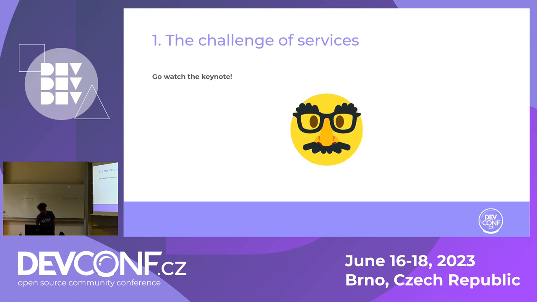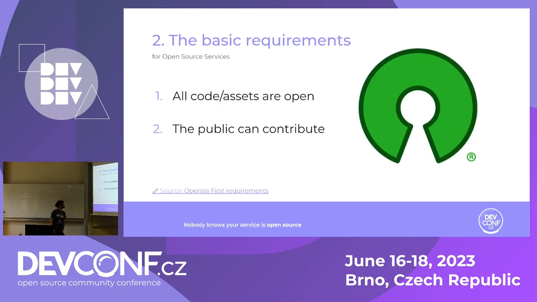So first of all, let's start with the first bit. What is an open source service? Steph already mentioned this at the keynote. We have two very basic requirements that we've defined. All the code and assets have to be open, and the public should be able to contribute. These basic requirements apply to all open source software, I would say. You're able to look at the code and at everything that makes up the software, and you're able to contribute. The same applies to services, but in a slightly different way, because you don't necessarily download a copy of the service locally and run it, so you're not necessarily able to inspect it or to contribute back. So let's decompose that a little bit.